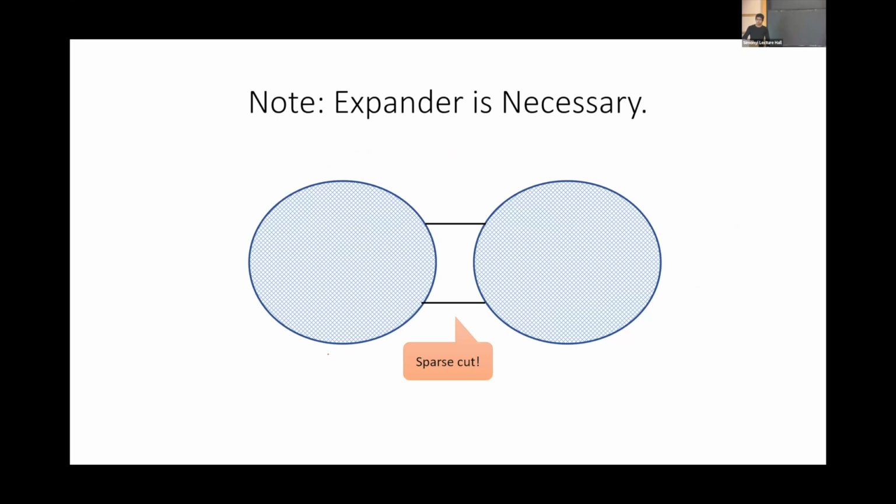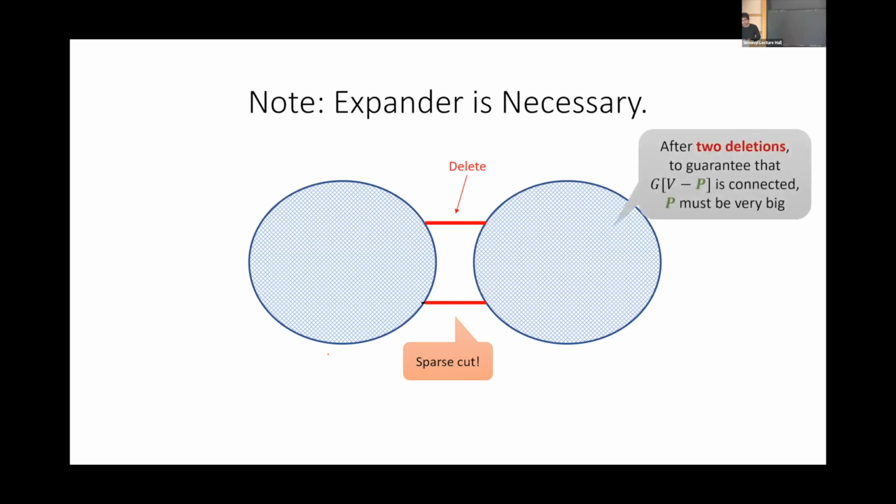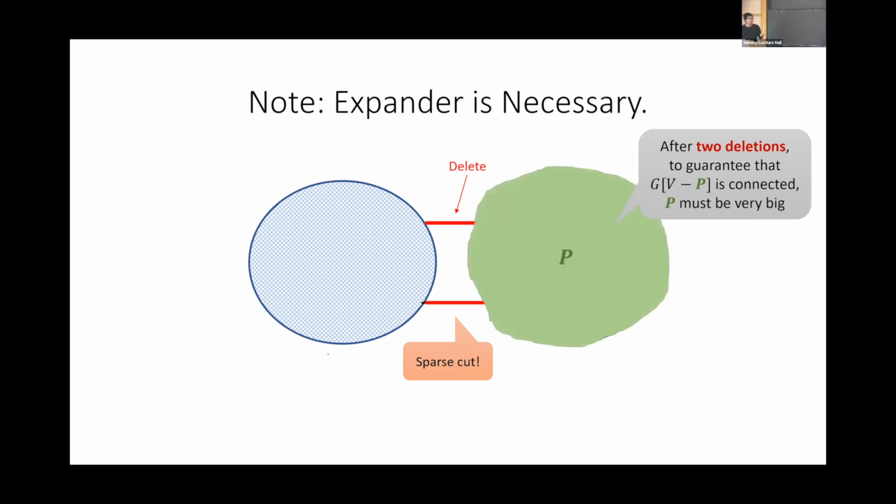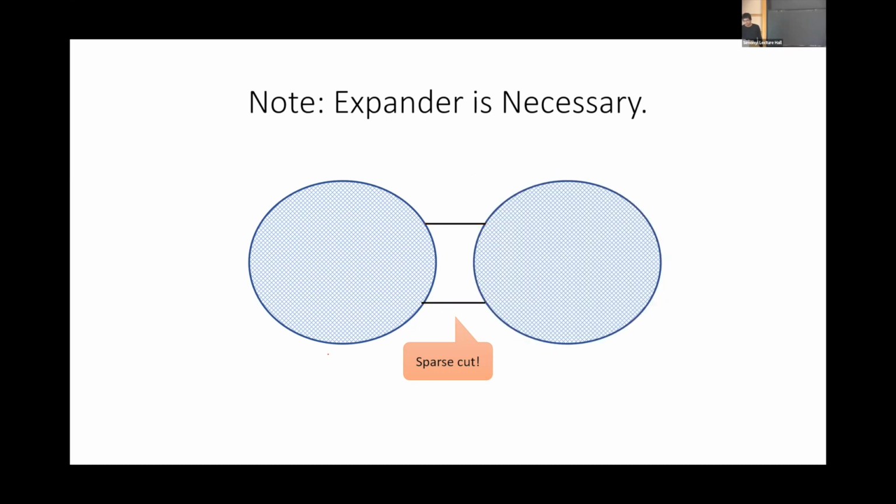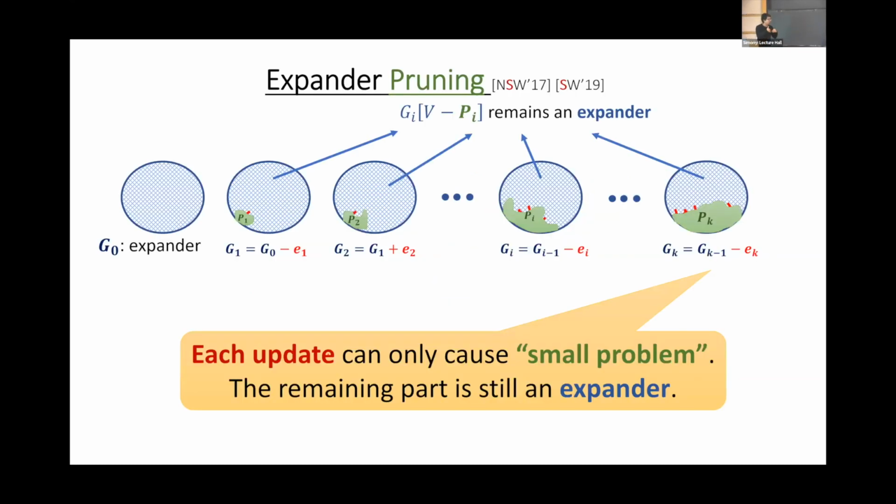And again, expansion is really necessary here. Because if there is some sparse cut like this and you delete these two edges, then after only two deletions, if you want to guarantee that the complement of P is even connected, not to mention being an expander, P must be this big, just after two updates. But here P manages to grow only slowly because the graph is an expander.